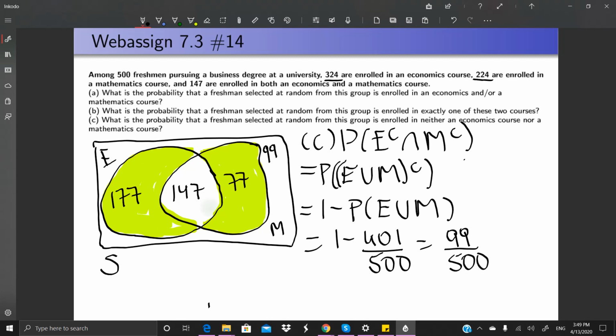Okay, which as a decimal is 0.198 or approximately 0.20, if we're asked to enter with 2 decimal places. That's what you would say, right?